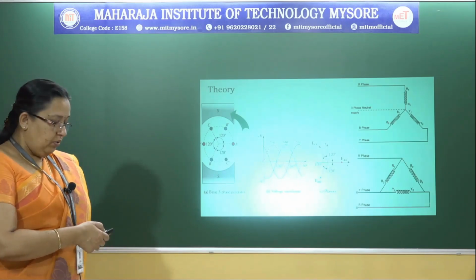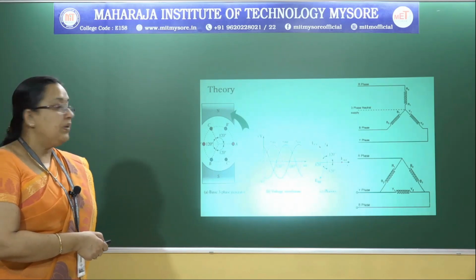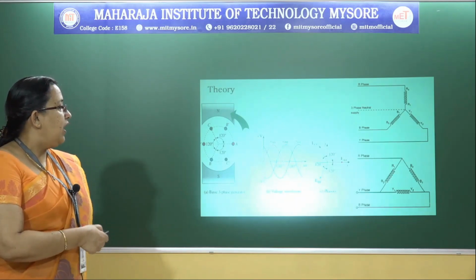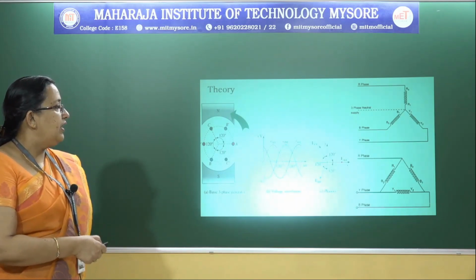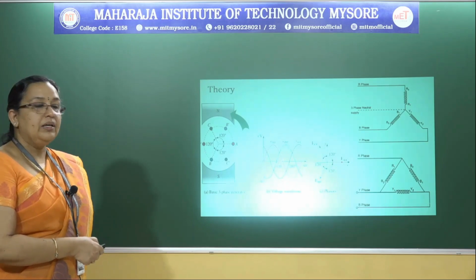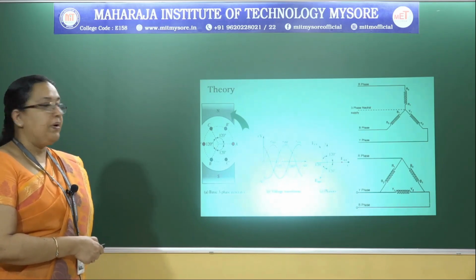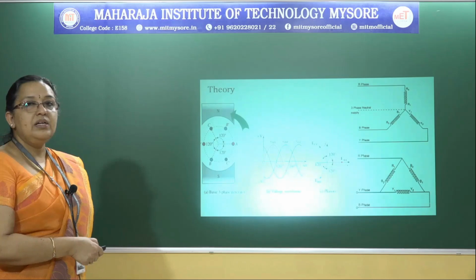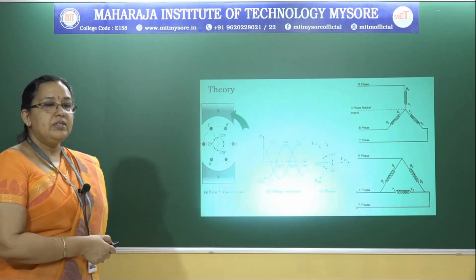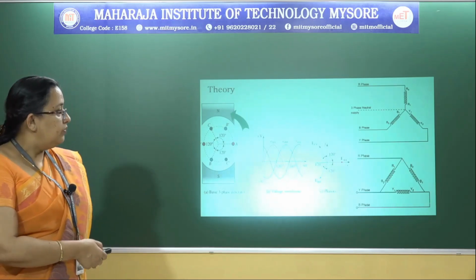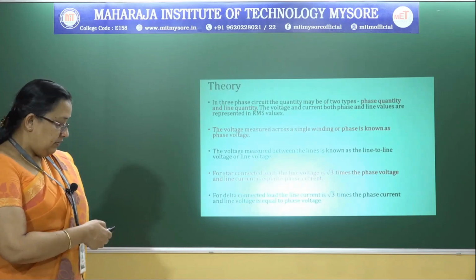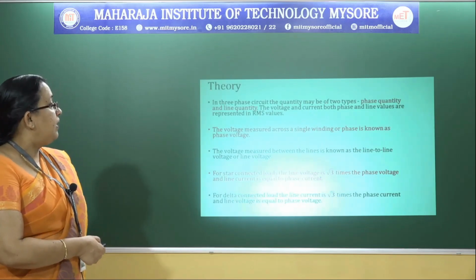So now I hope you have got a minimum understanding of how 3-phase AC is generated and how the waveform looks like. They are 120 degrees apart, 3 different alternating signals having 120 degrees apart. Now that is the theory part which I have explained.